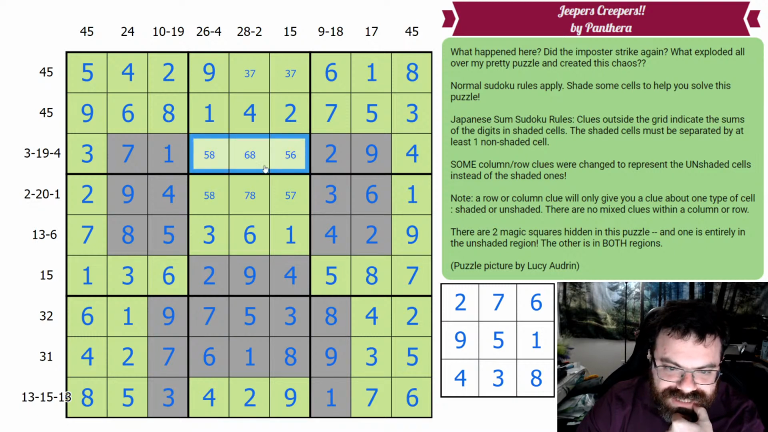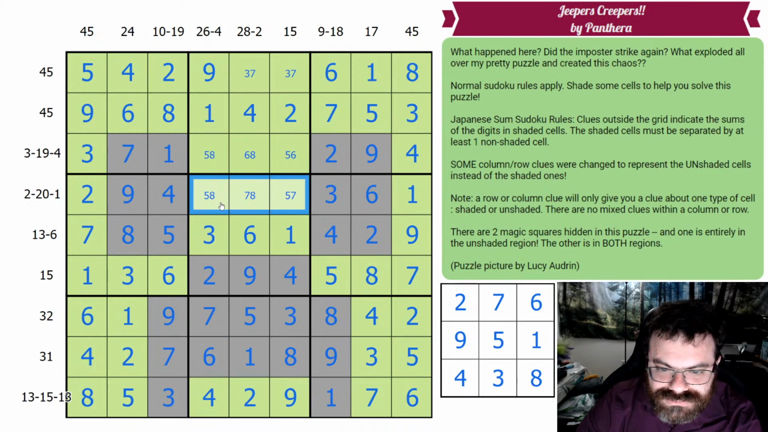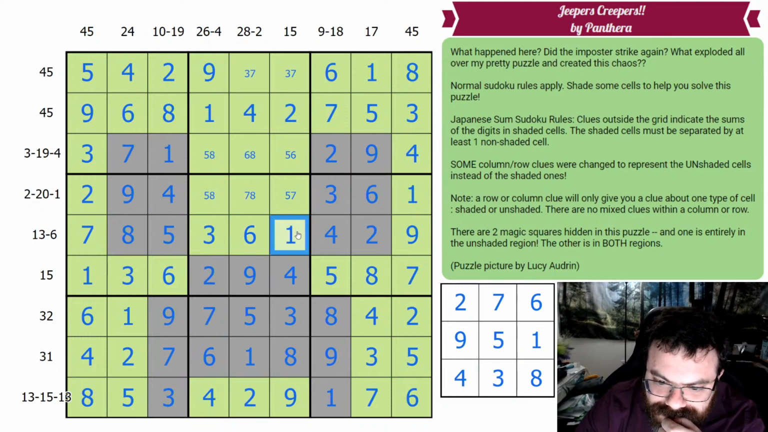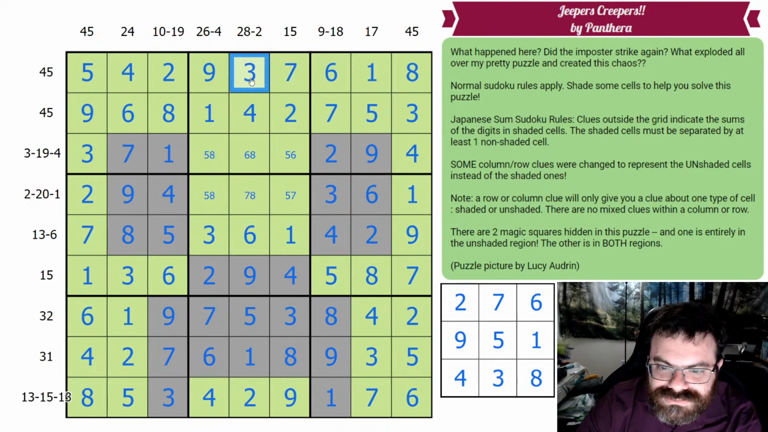Maybe you have to make these add to 19. Is that the finish? These add to 20. I'm probably just missing. This 3, I see it. There we go.